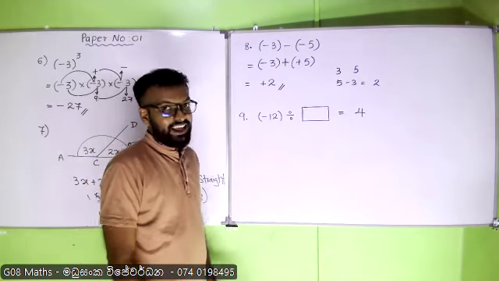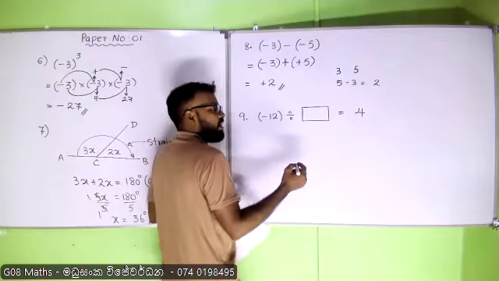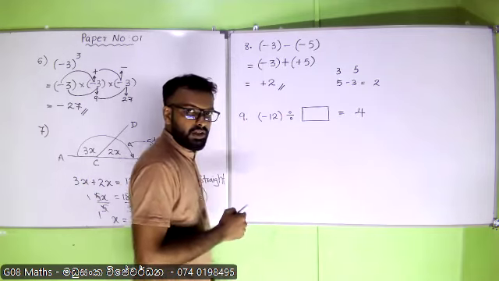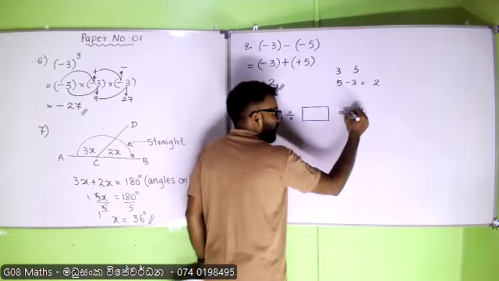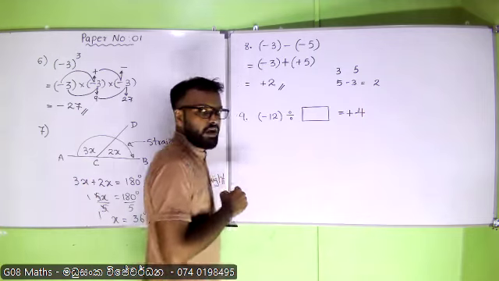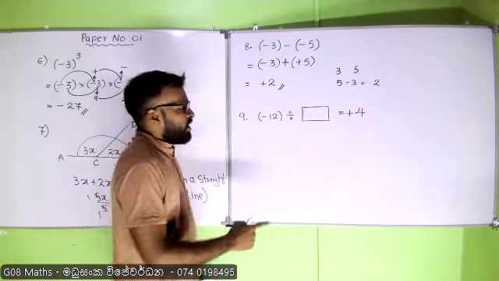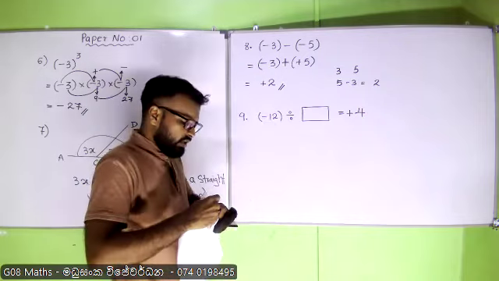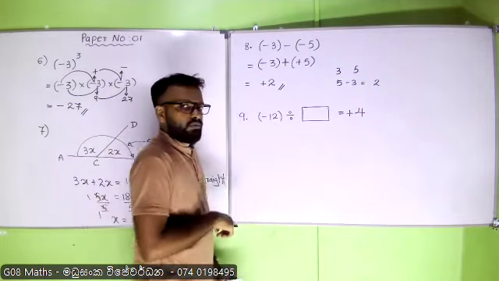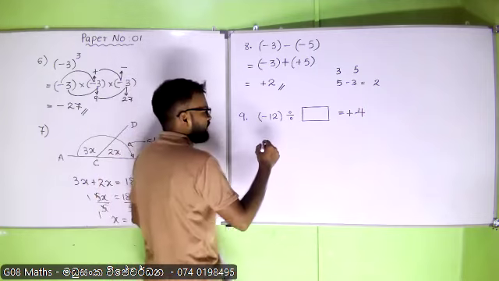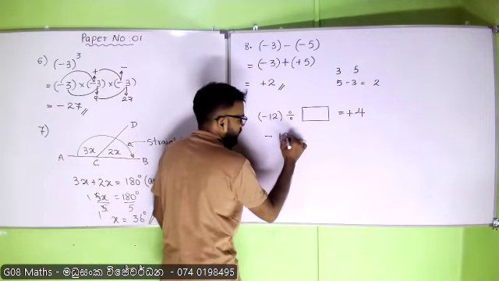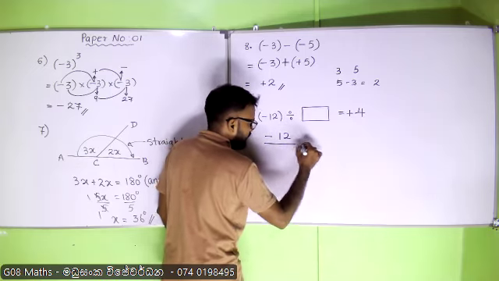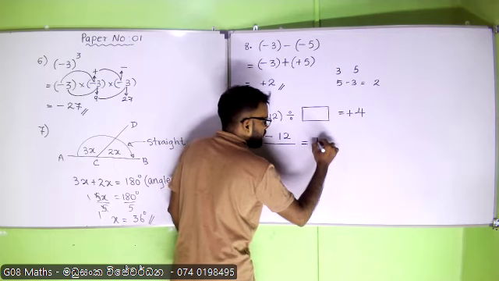Positive, negative. So the final answer is positive. Final answer is positive. Then you are going to divide two numbers. The first number is negative. It is something like this: negative 12 divided by some number. The answer will be positive 4.